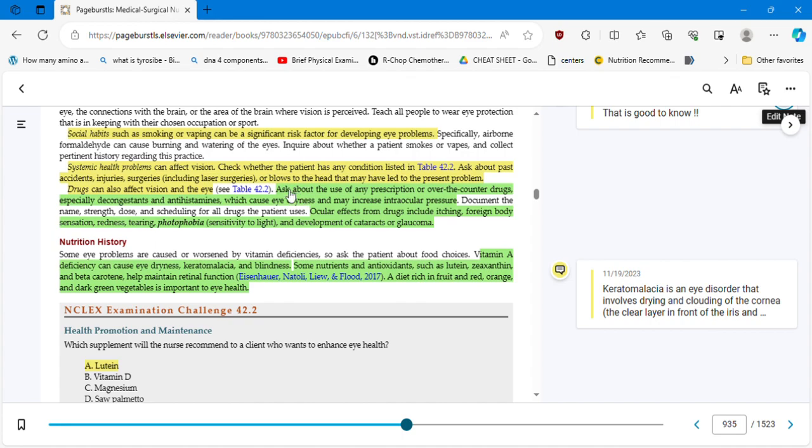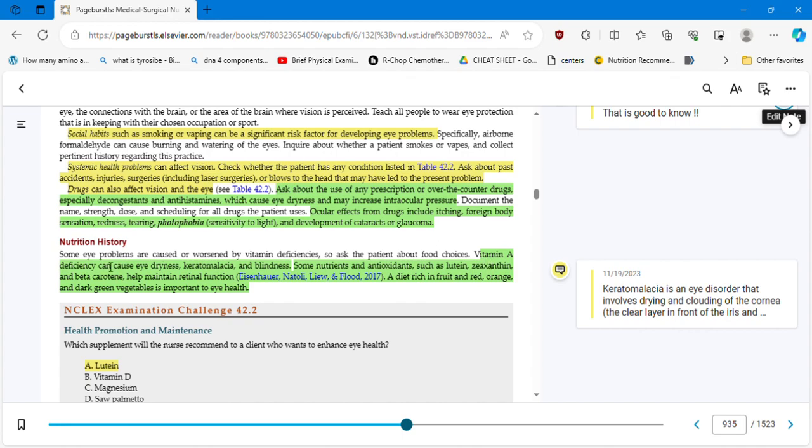This paragraph here, I want to repeat it again. Ask about the use of any prescription or over-the-counter drugs, especially decongestants and antihistamines, which cause eye dryness and may increase intraocular pressure. So some patients are taking antihistamines like cetirizine, your Benadryl, or others to prevent seasonal allergies. But at the same time, they may increase the intraocular pressure or the eye dryness.